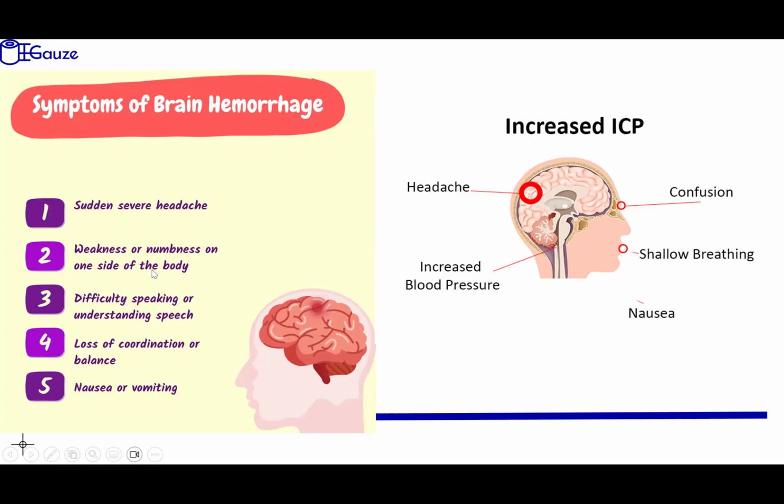With bleeding, the patient will have weakness or numbness, and sometimes aphasia, dysarthria, difficulty speaking or understanding speech, loss of coordination or balance, nausea or vomiting. And sometimes patients will have a more severe presentation, like increased ICP, and they can present to you in very bad shape: they will have severe headache, they will have hypertension, which is the Cushing triad, they will be confused, and sometimes they will come with low GCS or anisocoria, even unequal fixed pupils.